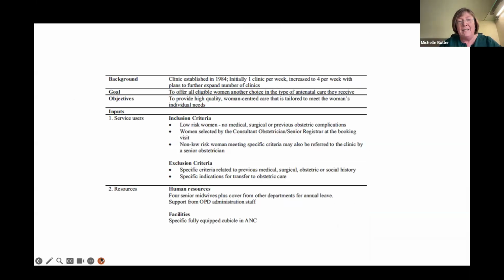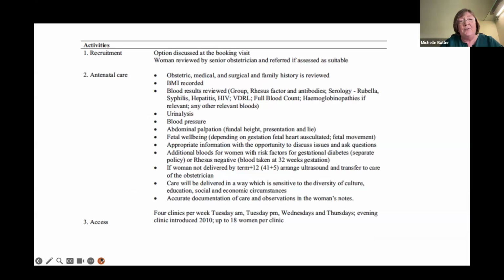So what we did to begin with, we spoke to people who had been involved in establishing the clinic. We looked at the various documents around it. And from that, we identified what the background was, what the goals and objectives were, and what the inputs were. So the inputs would be service users and the various resources involved. Then we looked at the activities of the program. So essentially, it was to provide an alternative to women for the usual hospital-based care, and so recruiting women was an important part of that. The antenatal care, you can see the various types of care that was provided, and access was also seen as an important activity, ensuring that women had access to those services.